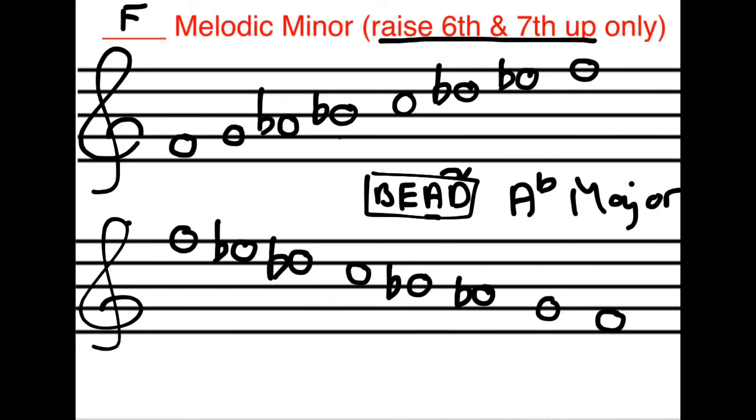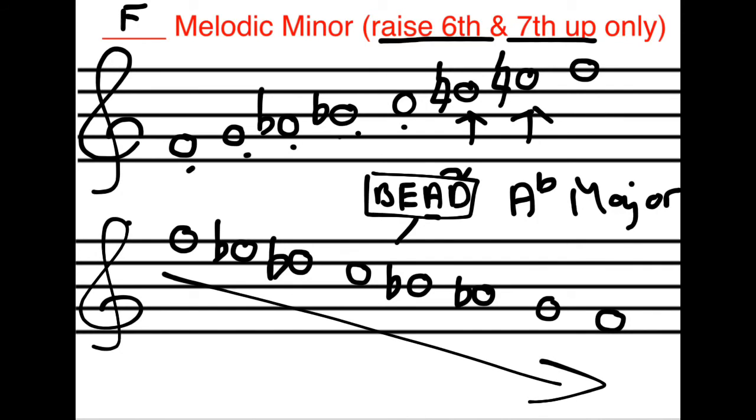So count 6 and 7 up from F. So F is 1, G is 2, A flat's 3, B flat's 4, C is 5, D flat is your 6th, and E flat is your 7th. So you need to raise those notes. They're already flattened, so what you need to do, that's right, you need to convert flats to naturals. And that's the only time you do it, okay, just going up. Descending, you don't do anything, you're just using the accidentals you were given from your relative major. And that's it, guys. That's basically scales.